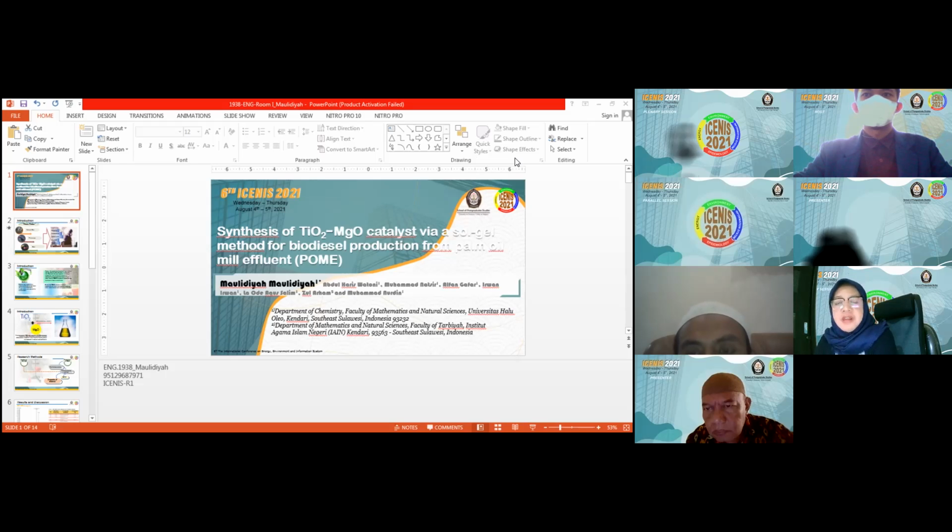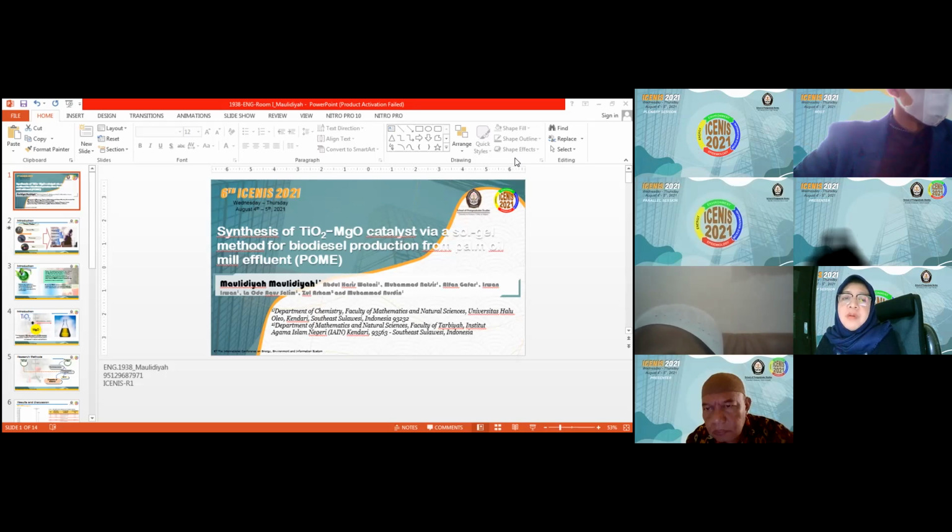Okay. So, Mr. Maulidia, this is a new catalyst. You said synthesis of titanium and magnesium catalyst. Can any catalyst besides titanium and magnesium be used? Or should we use this catalyst for biodiesel production, or maybe we have another catalyst? So what is the advantage we can have with this titanium and magnesium catalyst?